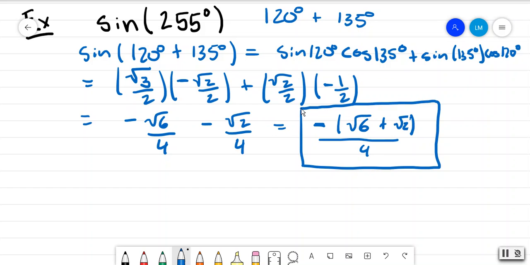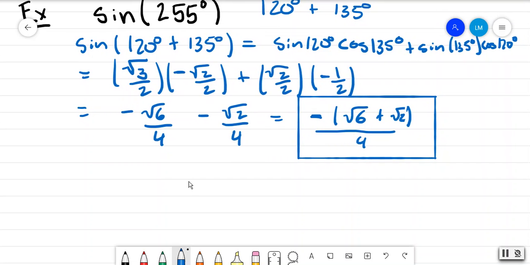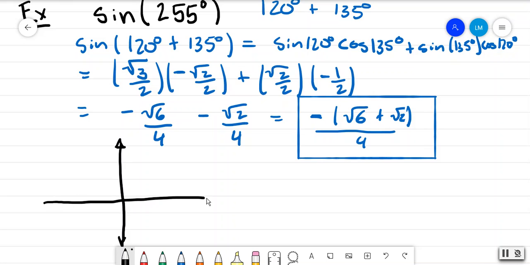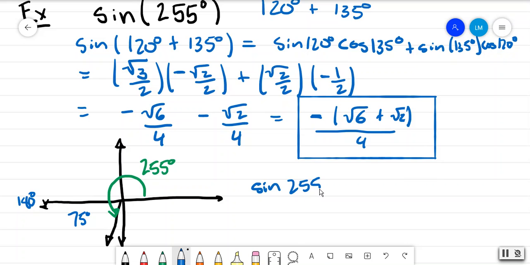Now, keep in mind that if you were to look at sine of 255 and draw your x and y axes, 255 is like 15 degrees relative to the y-axis. So 255 would look like this. Notice that the angle that lies between 180 and 255 is actually 75 degrees. So the angle measure is the same as sine of 75 degrees but negative. So sine of 255 is equal to negative sine of 75 degrees.